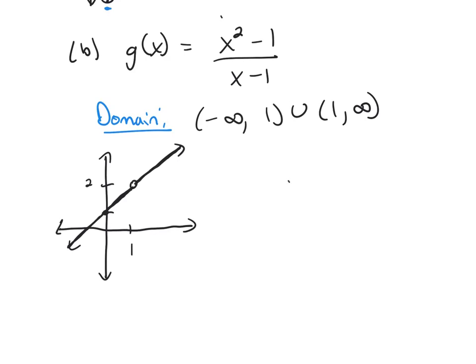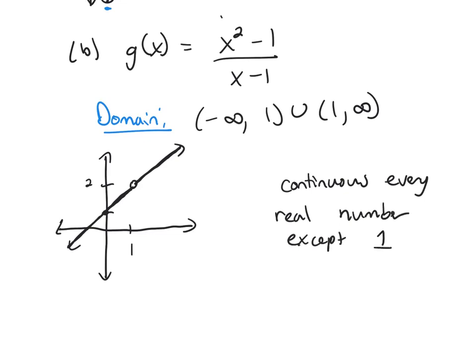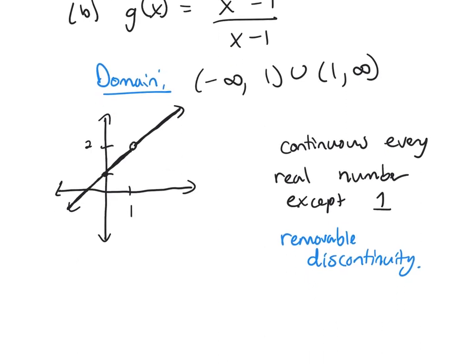So here, this function is continuous for every real number except 1. And here, at x equals 1, it would be a removable discontinuity because I just have a hole there in my graph.